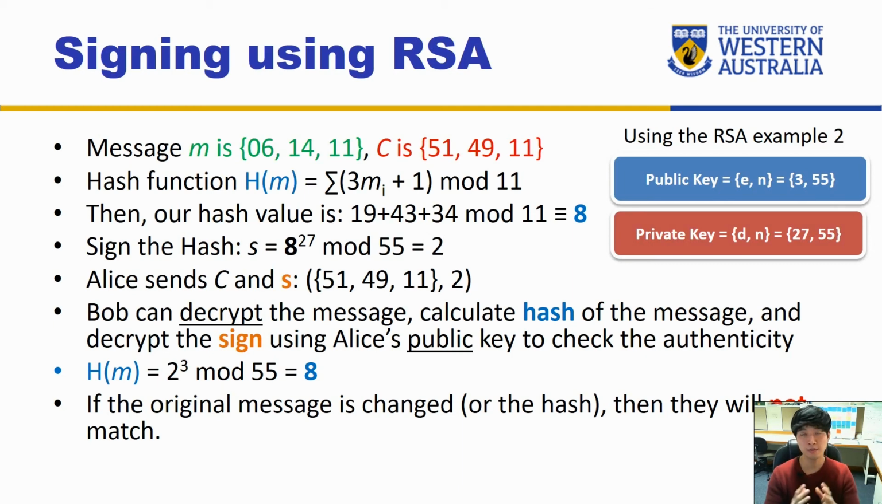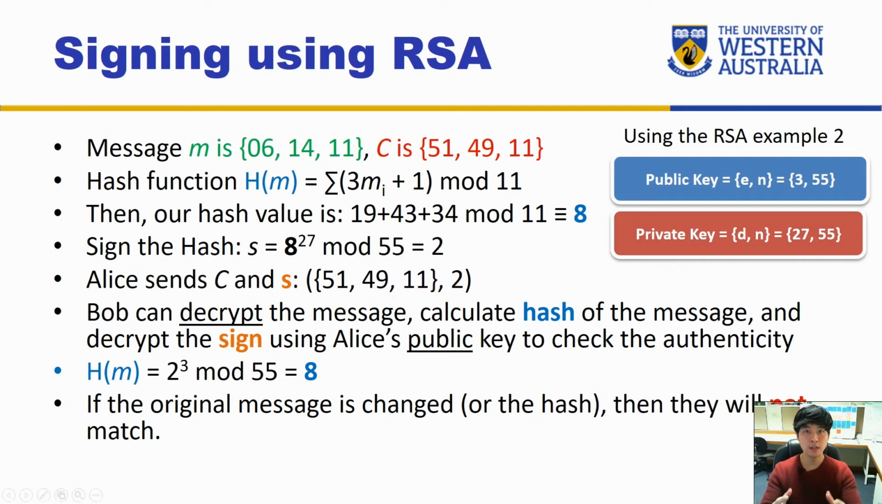So now we have the hash value, we're going to sign it. Sign it by using your private key and then raising it to the power. So Alice's private key is 27 mod 55. So we compute 8 to the power 27 mod 55. If you work it out, you'll get the value 2. Okay, so our signature is now 2. So what Alice sends is now the encrypted message ciphertext C and S, which is 2, inside the bracket there, right over here.